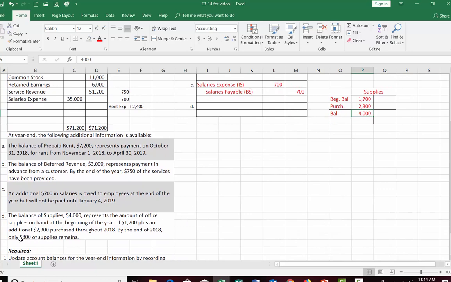At the end of 2018, only $800 of supplies remains. So that means our adjusted balance should be $800, right? We only have $800 worth of stuff left, so we can't have a balance sheet that's showing $4,000 when we really only have $800 of stuff. So what do we have to do? We have to bring this account down from $4,000 to $800. So we're going to credit our supplies for $3,200.